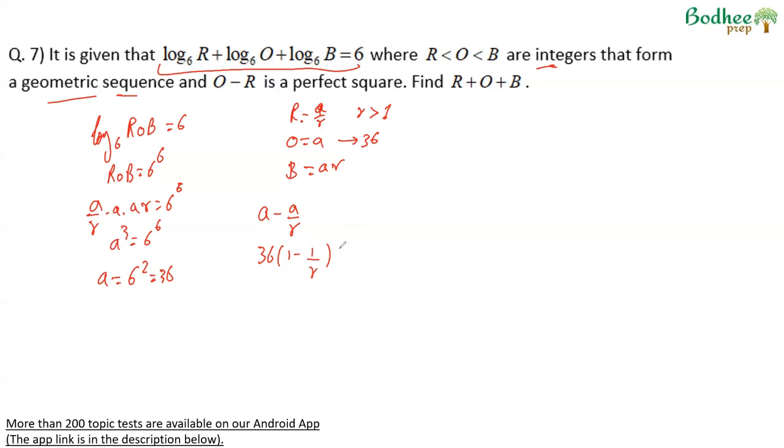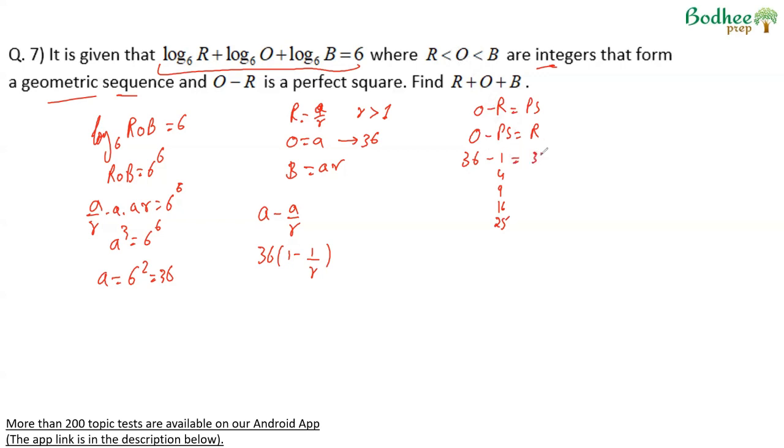Or if we take values, it will be better. Suppose we take values, O minus R is a perfect square. All of them are integers. Therefore, we can say O minus a perfect square will be the value of capital R. O is 36, as we've calculated. Perfect squares could be 1, 4, 9, 16 or 25, that is 1, 2, 3, 4, 5. It cannot be 36 because R is less than O.